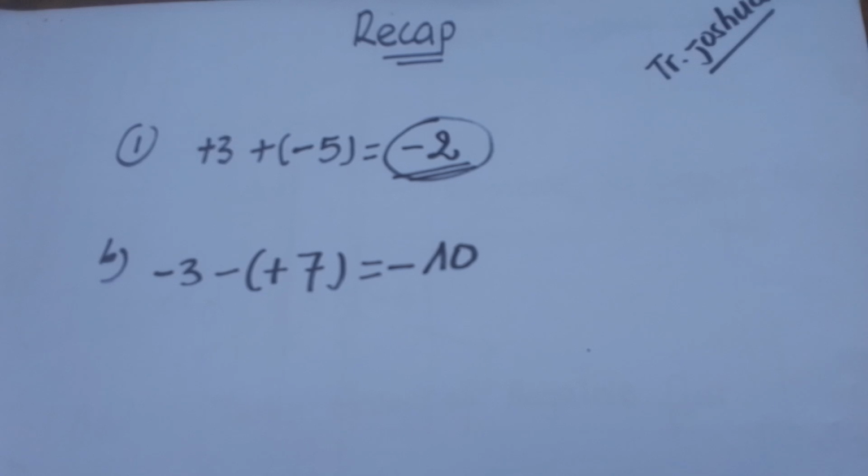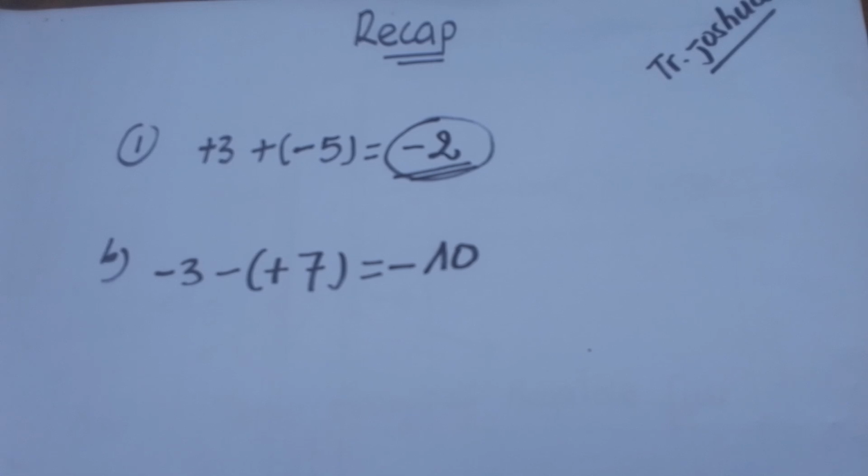In this video, we are going to make one step forward about integers. Before going on, let us have a recap. Question number 1, it's positive 3 plus negative 5. We are going to show that it's negative 2.